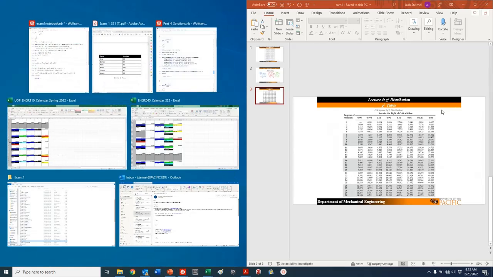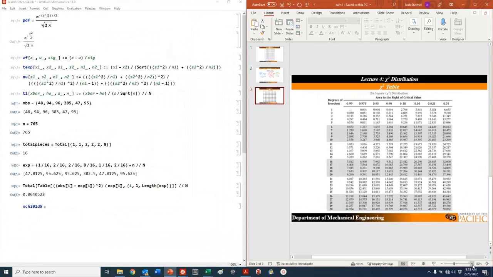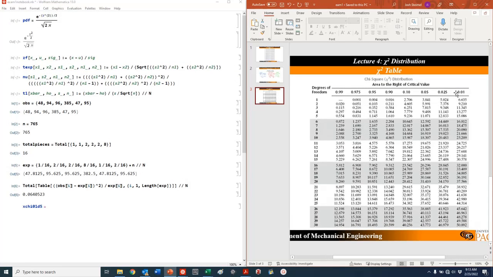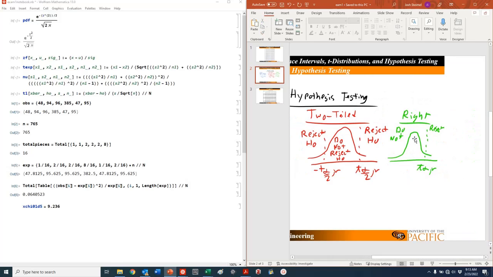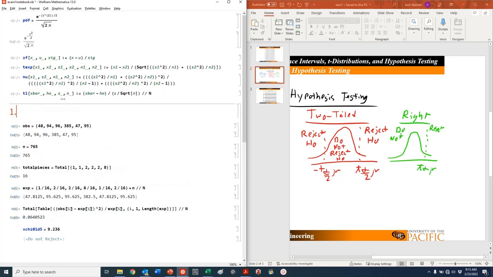Let's look at this to the side here and zoom in. For 10% significance, right here, 0.1, degrees of freedom 5, that is 9.236. And we always know it's a right-tailed test. So where are we at? Chi-squared experimental is very much less than that, so we do not reject. And that will be my problem number 1.